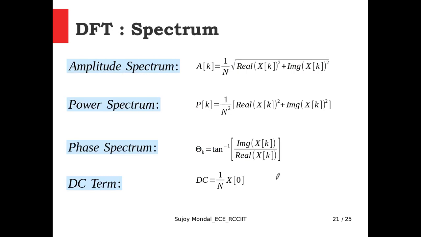Now DFT spectrum. There are a few different kinds of spectrum which can be computed. It is the amplitude spectrum. A_k is the amplitude spectrum for bin index k. It is 1 by N times the square root of the sum of individual squared terms, where X of k is the DFT coefficient for bin index k and its real part is real X of k. Similarly, the power spectrum is basically the squaring of the amplitude spectrum, and this is the phase spectrum. And the final term is the DC term. The DC term is a single term associated with k equals 0. It is basically X of 0 divided by capital N. This is called the DC term or DC component.